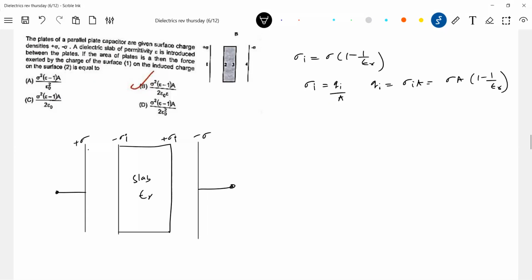There's an induced charge on the slab. And where will that induced charge be here? So he's asking now, so this particular plate will produce a field E naught. So what is the force acting on the surface 2? Only on surface 2, not on the slab. So this F2 should be equal to how much? Qi into E naught. Qi is what? Sigma A (1 minus 1 by epsilon r) into E naught.